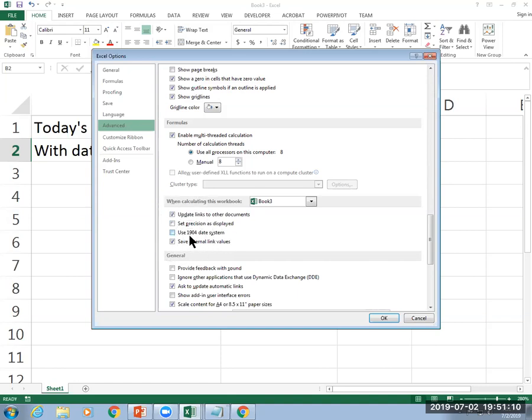Because unless you are using a Mac from 1993 or something like that, you don't want to use the 1904 date system. That said, if you ever come across a spreadsheet and all of the dates seem to be off by about 4 years, almost certainly the original spreadsheet was created on a Mac using an older version of Excel, and because of that, it was done using the 1904 date system.